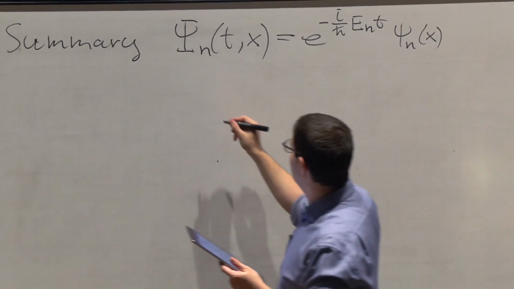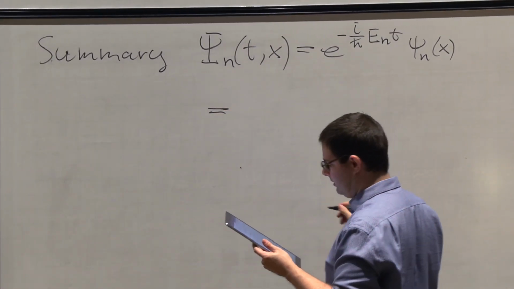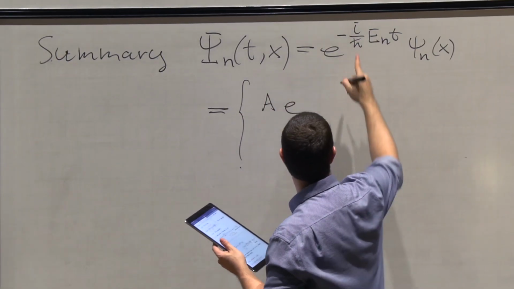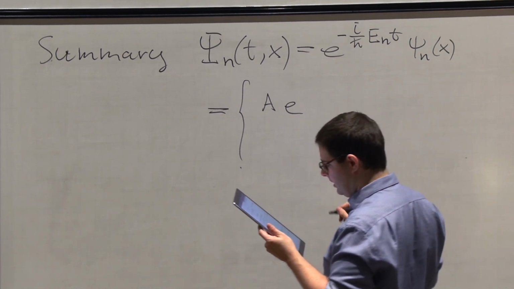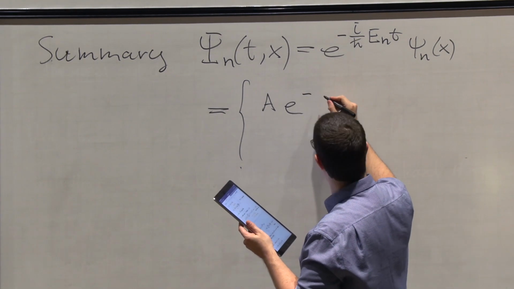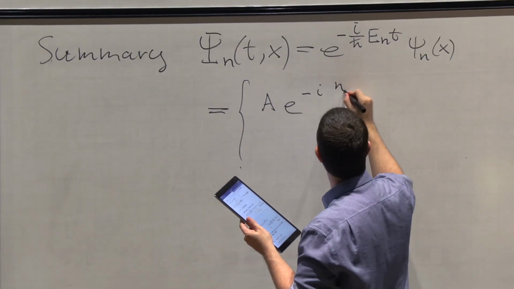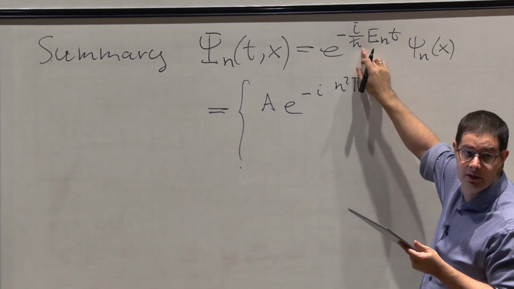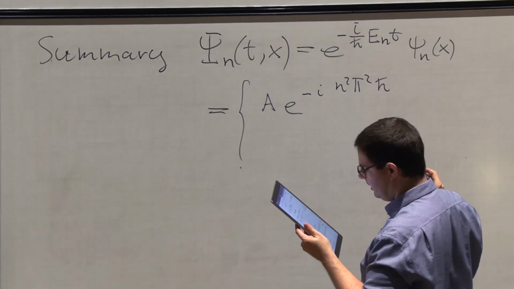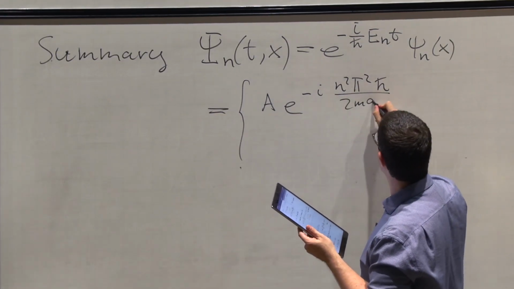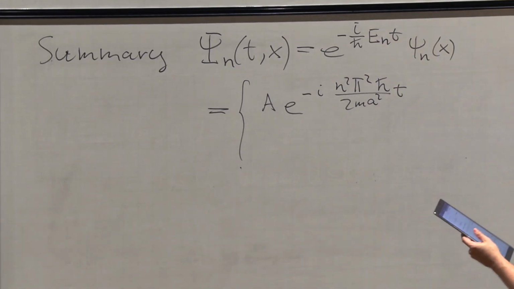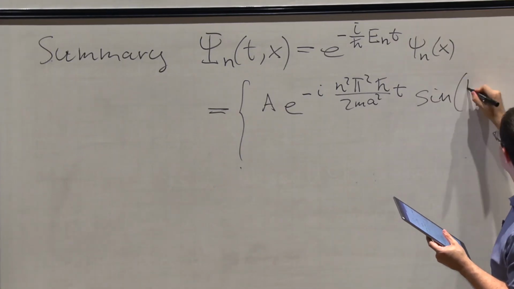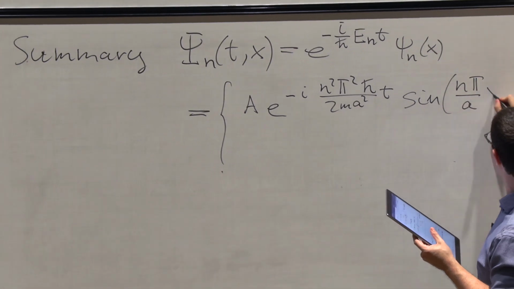Okay, so for our problem, we determined these stationary states. There's some overall normalization. I will write down what the actual formula for E is. So it's minus i n squared pi squared. In the numerator, we have an h bar squared, but we have an h bar in the denominator, so we get an h bar up here, over 2ma squared times t. And what is the spatial part? So this is what I forgot to write down when we were discussing. So sine of n pi x over a.